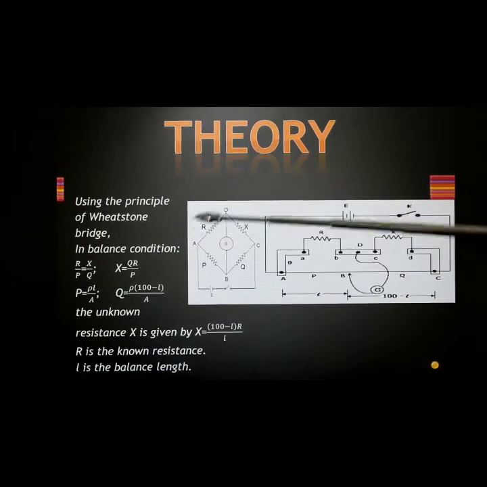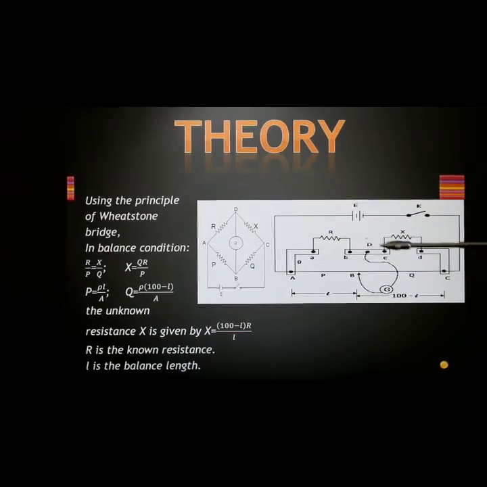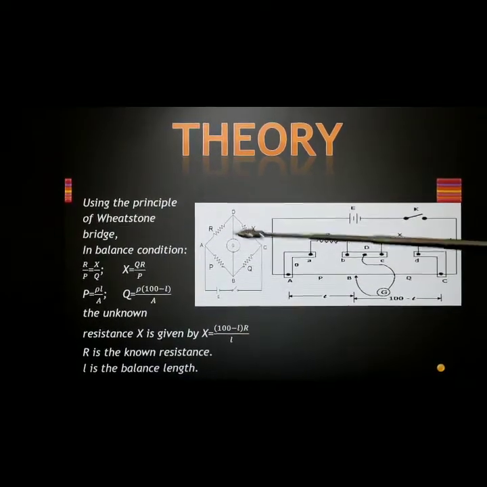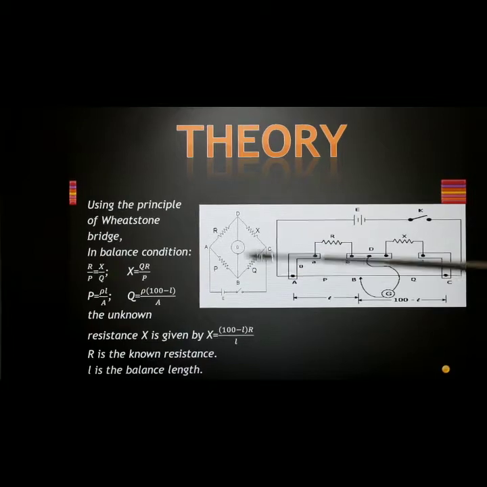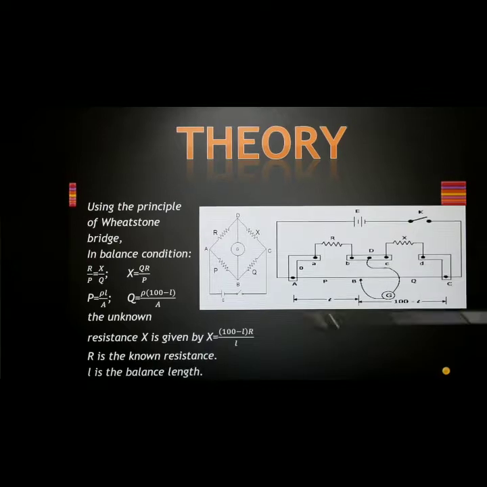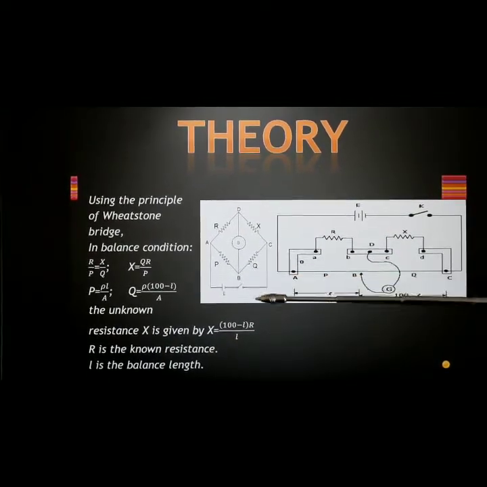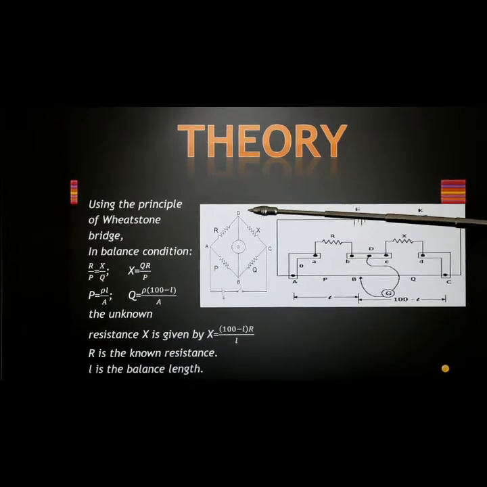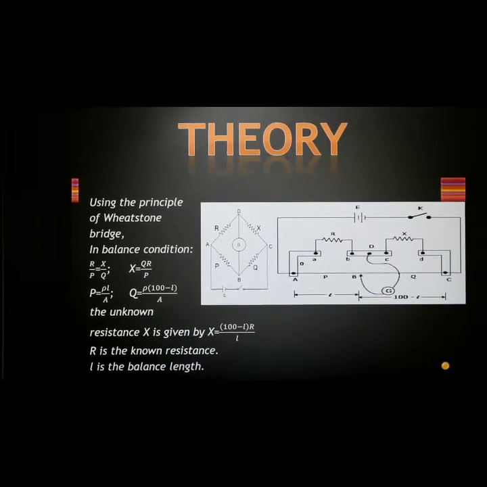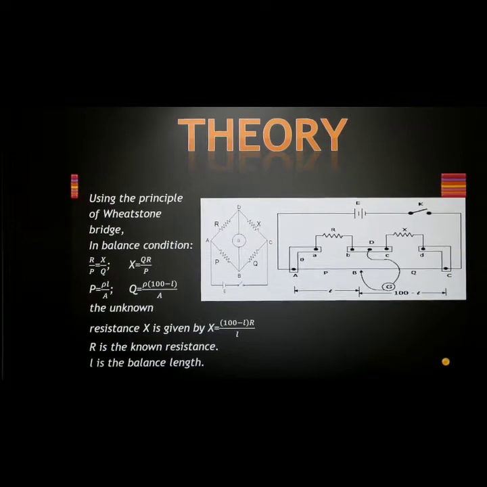So we follow the Wheatstone bridge, which is then converted to a meter bridge. In a Wheatstone bridge, in the balance condition, you have R by P is equal to X by Q. When is the balance condition? When the current through the galvanometer is equal to 0. And when does this happen? When potential at D and B is the same. There is no current through the galvanometer, and the galvanometer will show 0 deflection.